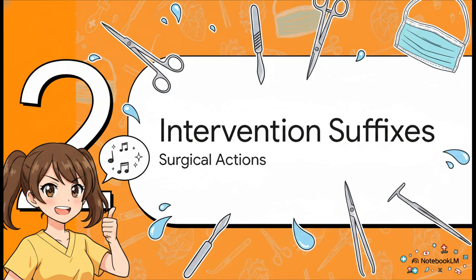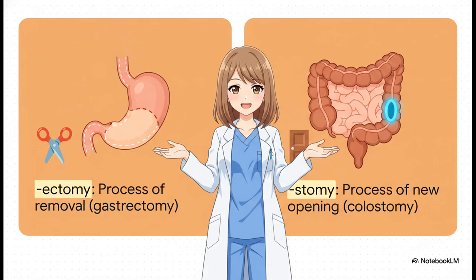Intervention suffixes, surgical actions. From diagnoses to hitting the operating room. Let's clearly contrast two very different surgical actions here. On the left, we've got ectomy, which is the process of completely removing something. For example, a gastrectomy is the total removal of the stomach. But on the right side, we have stomy, which is the process of creating a brand new opening. So a colostomy isn't removing the colon, it's making a new opening for it. Ectomy means taking it out, while stomy means making a new doorway.